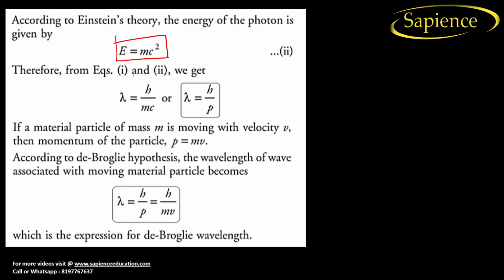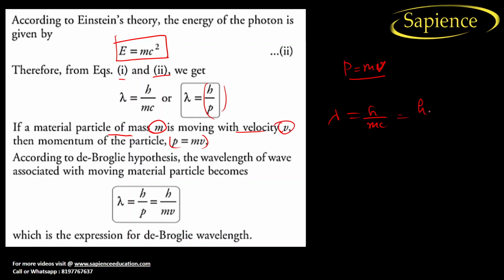Now from equations 1 and 2, we can say that lambda is equal to h by mc, or lambda is equal to h by p. Now if a particle having a mass m is moving with the velocity v, then the momentum of the particle will be how much? P is equal to mv. This is the basic definition of momentum, right?